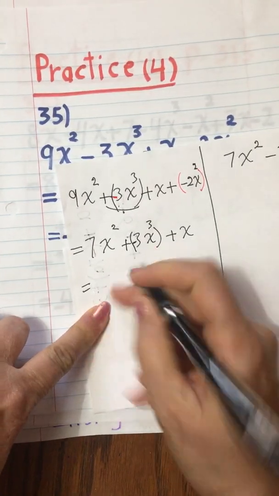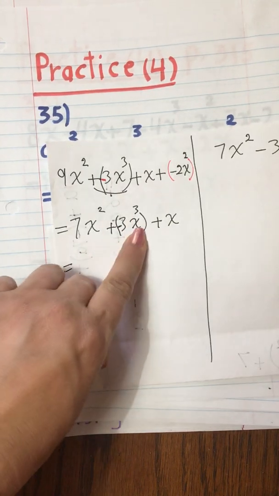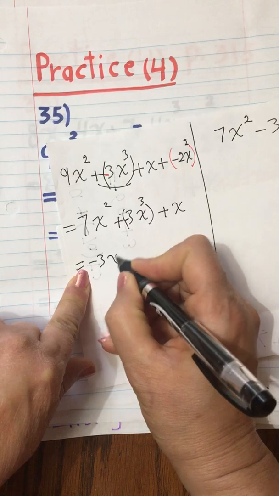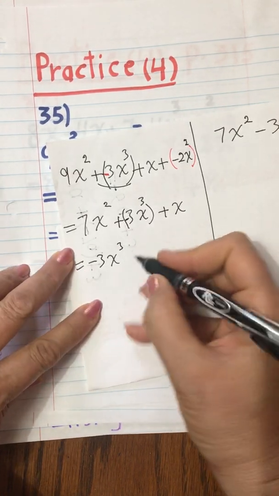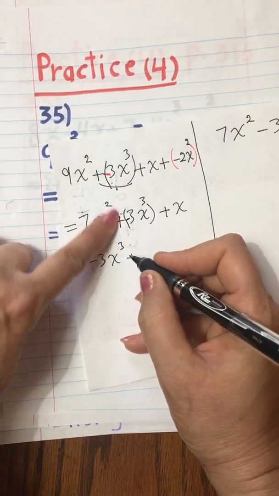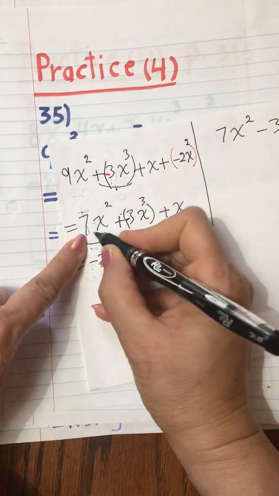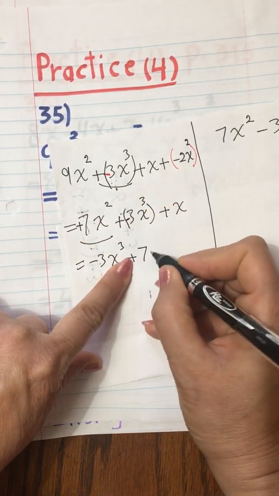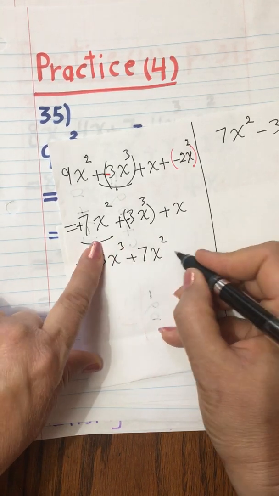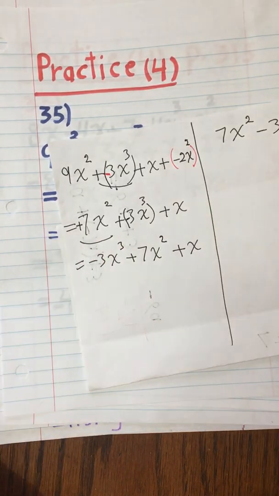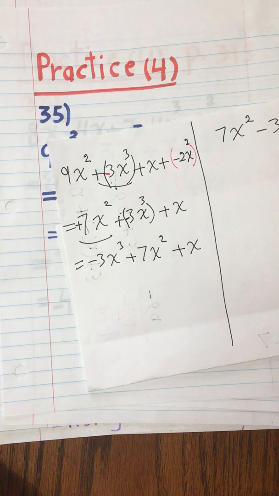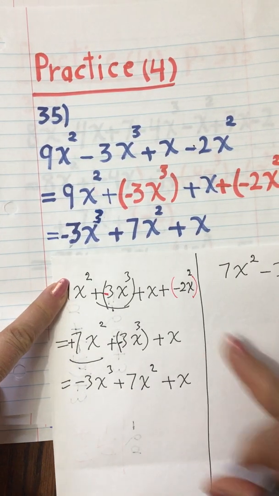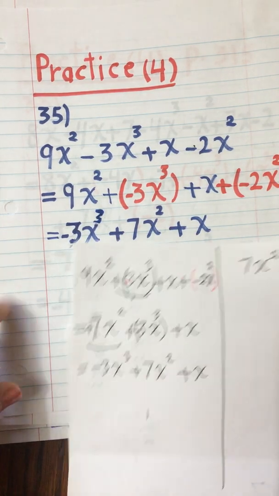So I can organize the terms. So the highest power is gonna be the first term. So minus 3x cubed plus the second term. This is gonna be the second term, guys, and the sign is positive right here, 7x squared and plus x. So this is the answer, guys.